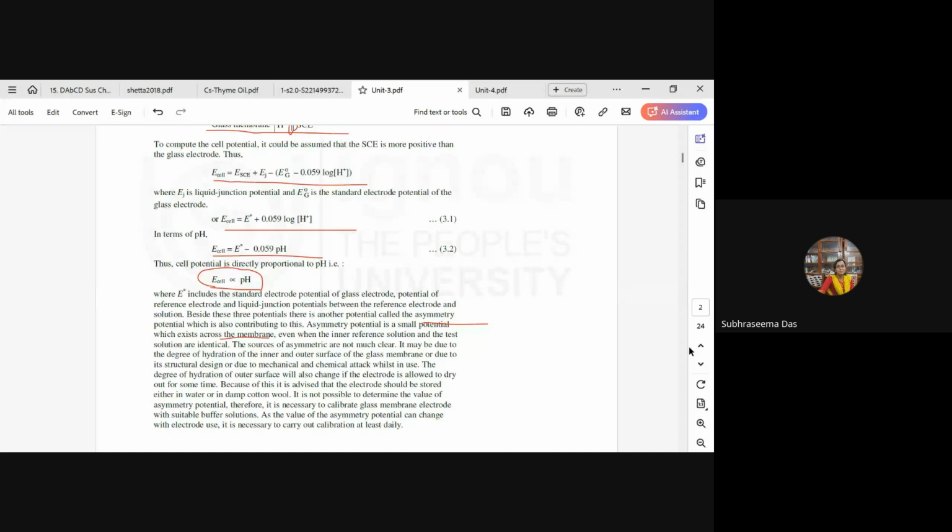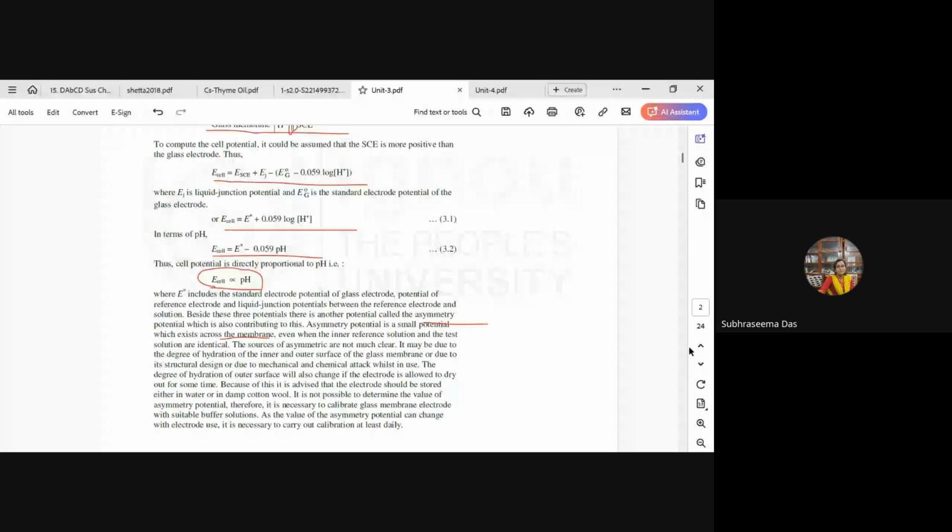Although the sources of asymmetric potential are not very clear till today, it may be because of the degree of hydration of the inner and outer surface of the glass membrane, or because of its structural design, or it can also be attributed to mechanical or chemical reaction when it is in use. The degree of hydration of the outer surface will also change if the electrode is allowed to dry out for some time. That is why we always say that the electrode should not be stored in the open. It should always be stored either in water or in damp cotton wool.